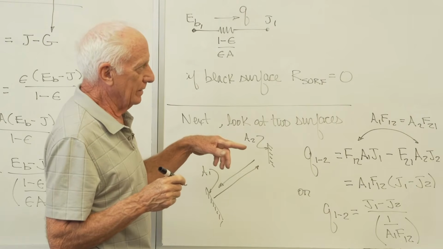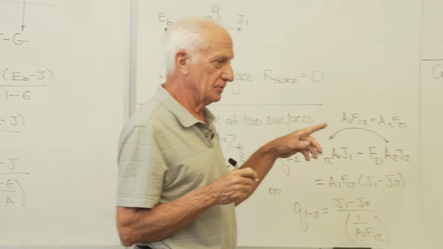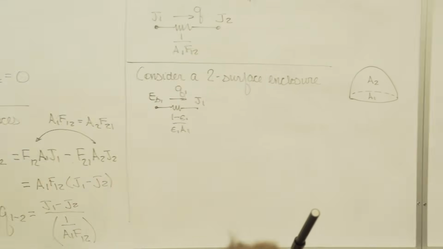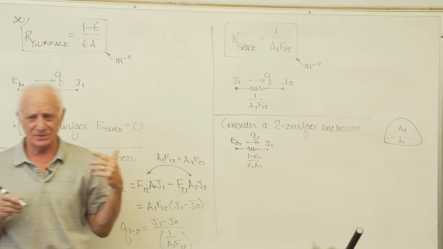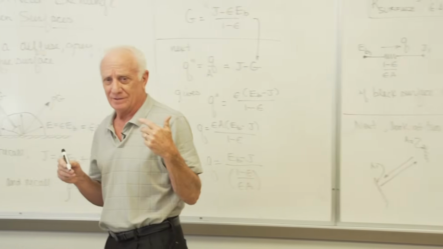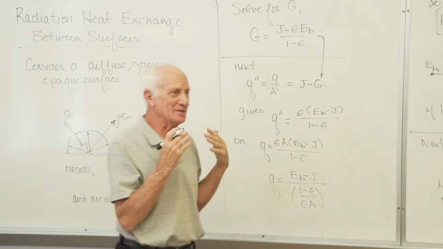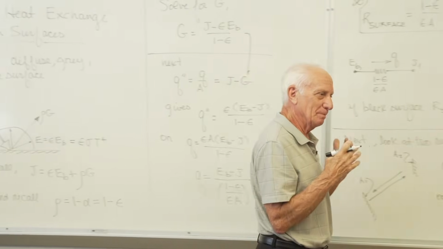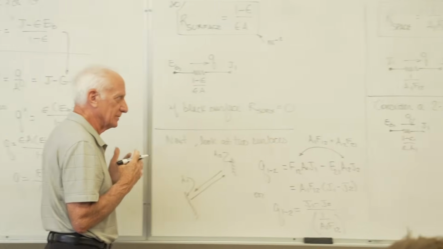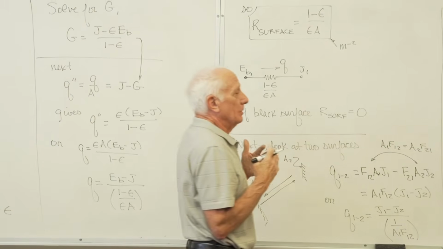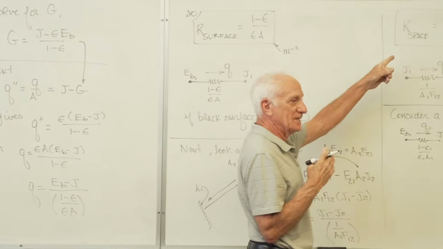Now surface 1 exchanges radiation with surface 2. A pair of surfaces. Here it is. Now, why is it called space resistance? Not because we're in orbit. It's because there's a space between the two surfaces. That resistance depends on the space between two surfaces. That's why it's called space resistance. Two surfaces, one space resistance.